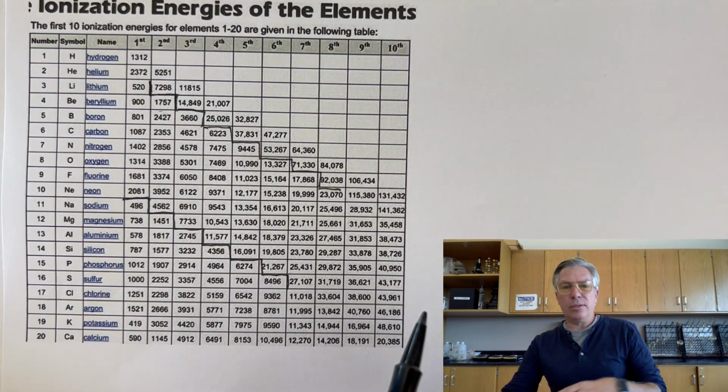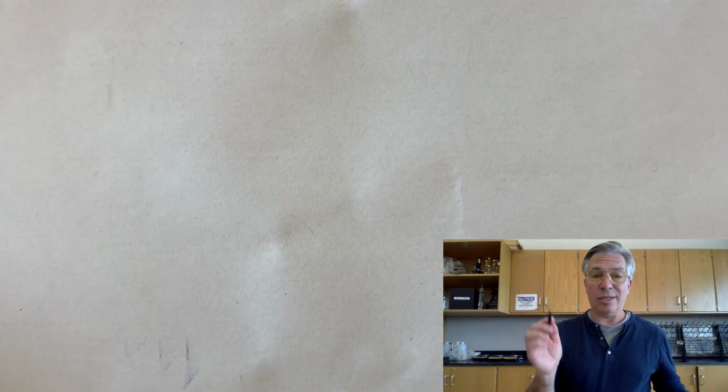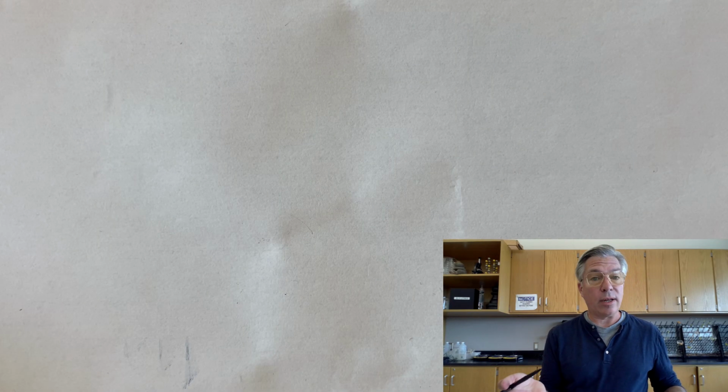So you don't memorize the numbers. That's a lot of numbers to remember. But look for the big jumps and how many electrons it takes you to get there, because that helps you identify how many valence electrons it has and sometimes what element it actually is.